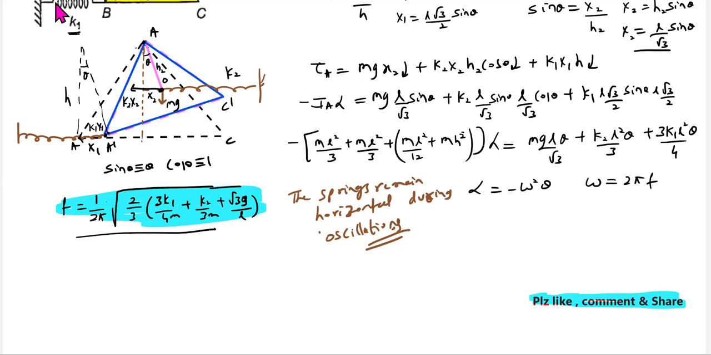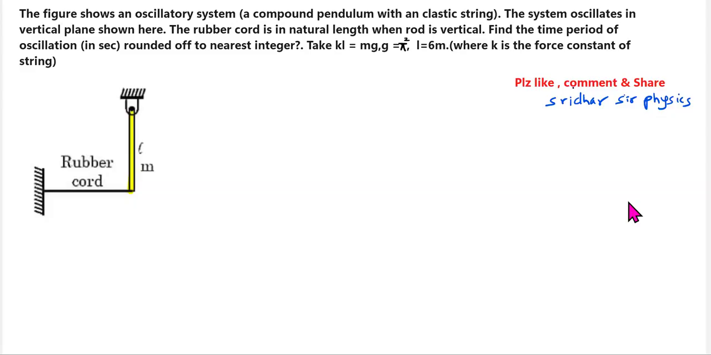I will take the next problem. Hello, kids. We are going to discuss the problem based on simple harmonic motion. Here the figure shows an oscillatory system, a compound pendulum with an elastic string, or rubber cord. The system oscillates in a vertical plane, and here G will be acting.